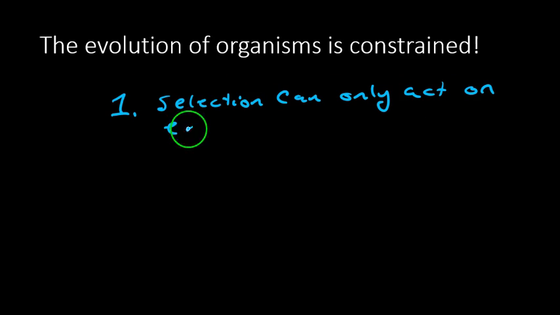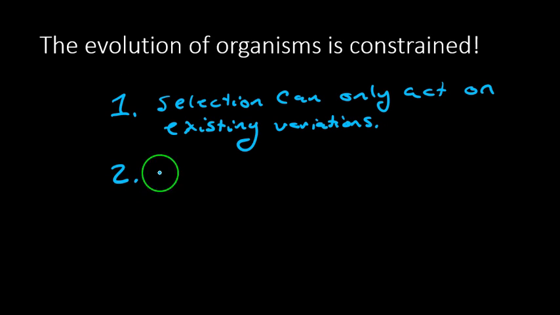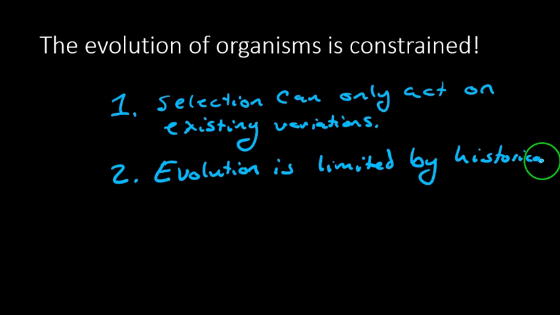The evolution of organisms is constrained. Number 1, selection can only act on existing variations. So we're not just producing new advantageous alleles because we need them in the environment. If they're there, then selection can act on them. Number 2, evolution is limited by historical constraints. Evolution takes existing structures and adapts them to new situations. It doesn't produce something perfect for the environment.